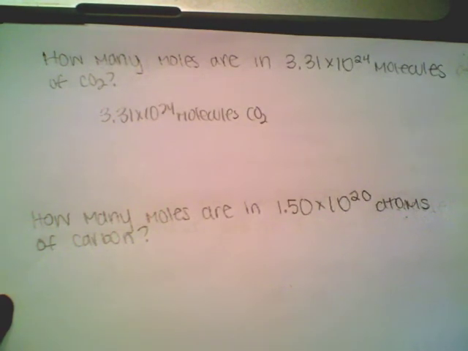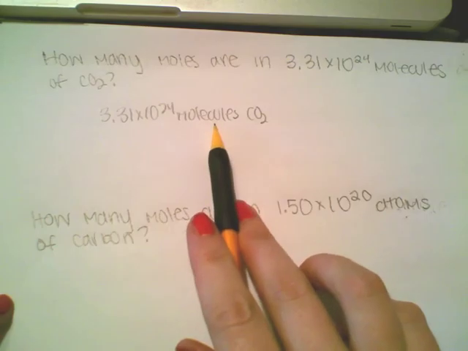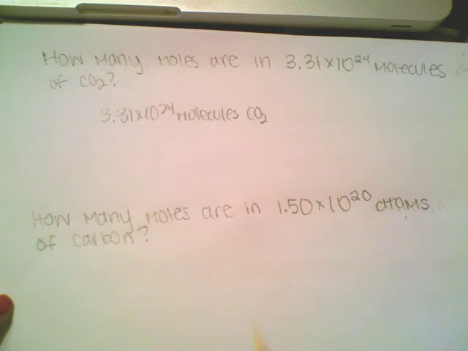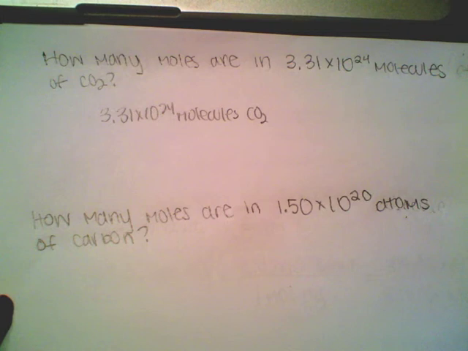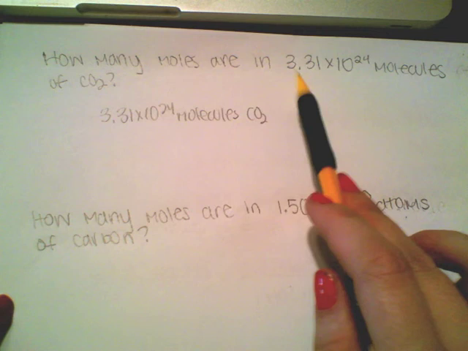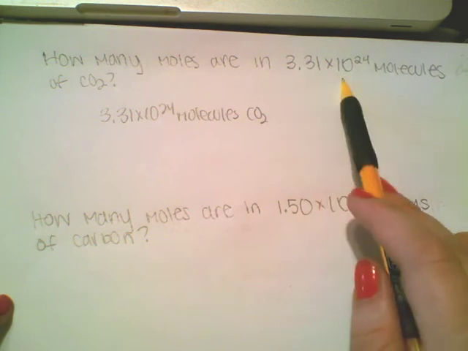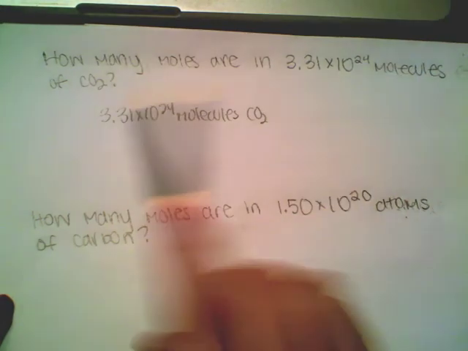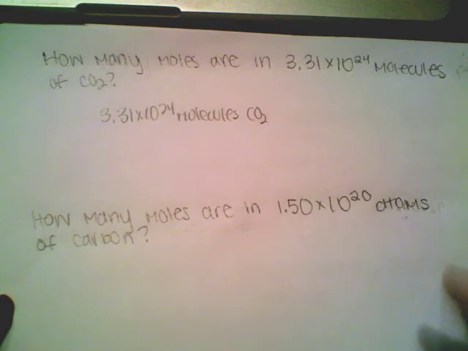Notice I cannot abbreviate molecules. Molecules and mole are not the same thing. So we need to get used to writing that out. It's going to keep you from making mistakes later on as the conversions get a little bit more complicated. So we saw that we're looking for moles in 3.31 times 10 to the 24th molecules of CO2, which is carbon dioxide. All right, so I have my given.